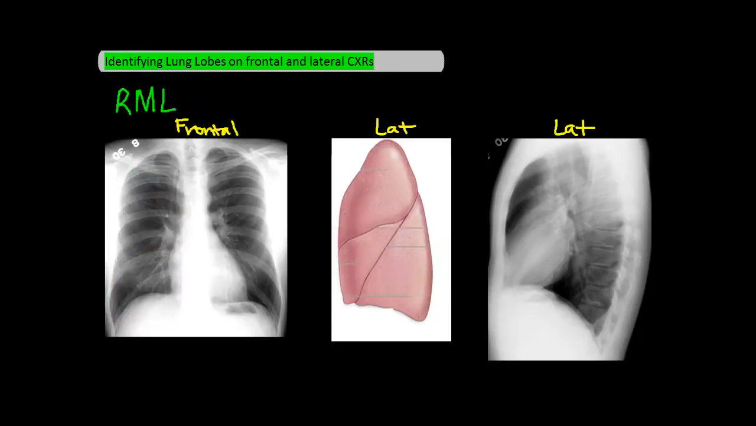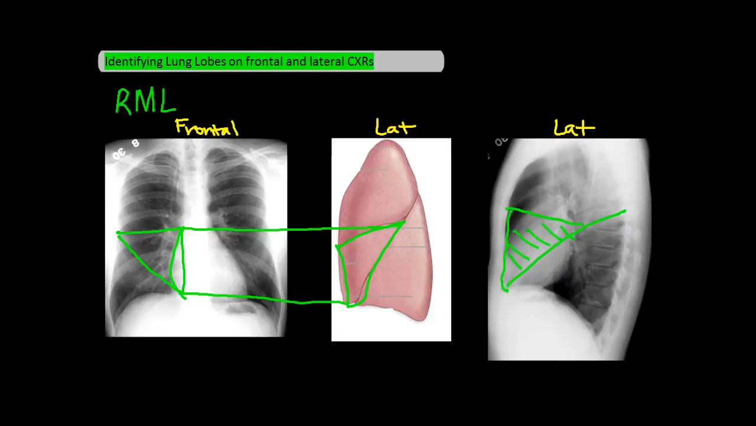Next up is the right middle lobe, which is here on the diagram, and here on the frontal x-ray. And again, this should make sense if you draw lines across. I do want to stress that the right middle lobe is a lobe that borders the right heart. And why this is important will be clear in another video. On the lateral, the right middle lobe is just between the horizontal and oblique fissures. So it would be here.